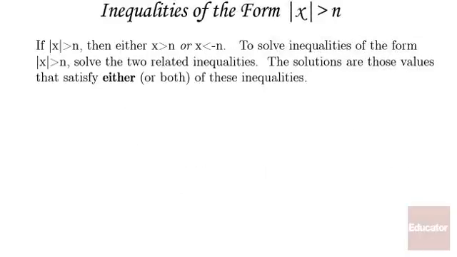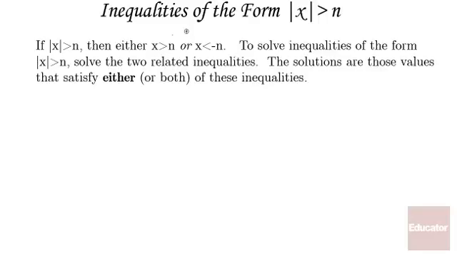For inequalities of the form the absolute value of x is greater than n, then the two related inequalities would be x is greater than n or x is less than negative n. So notice now we're saying or, not and. To solve inequalities in this form, solve these two related inequalities. The solutions for this are those values that satisfy either or both of these equations.